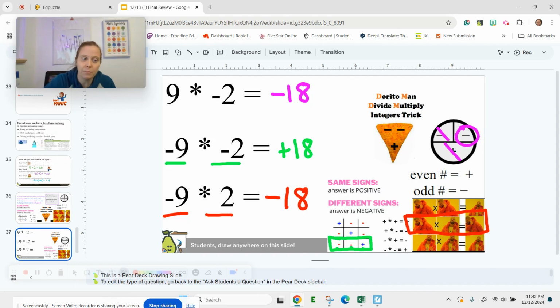And you should already know that a positive times a positive is going to give us a positive answer because we've been doing those types of problems with positive numbers for a really long time. And so we've always only ever had positive answers for those ones.